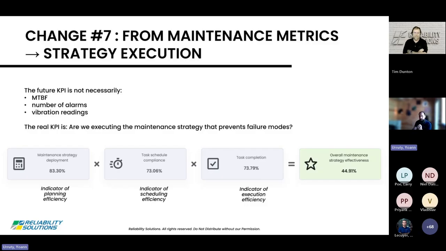Is it good? Is it bad? Not sure, but really try to steer away from just MTBF and those generic metrics and focus a bit more on the execution of your maintenance strategies and the failures that you identify.